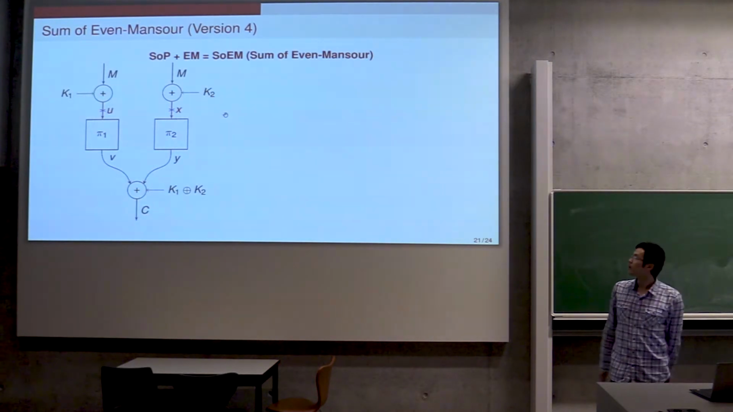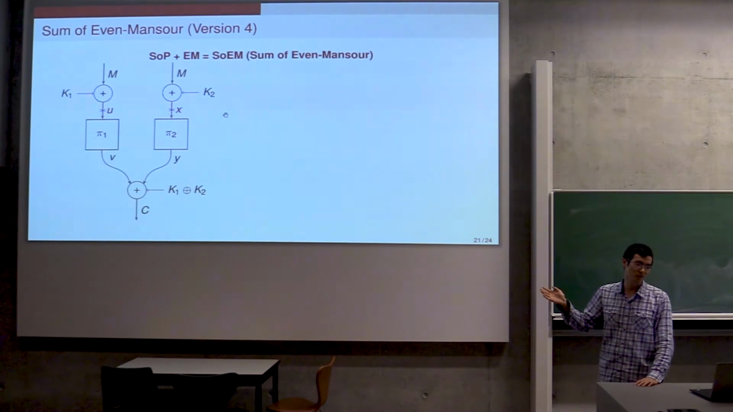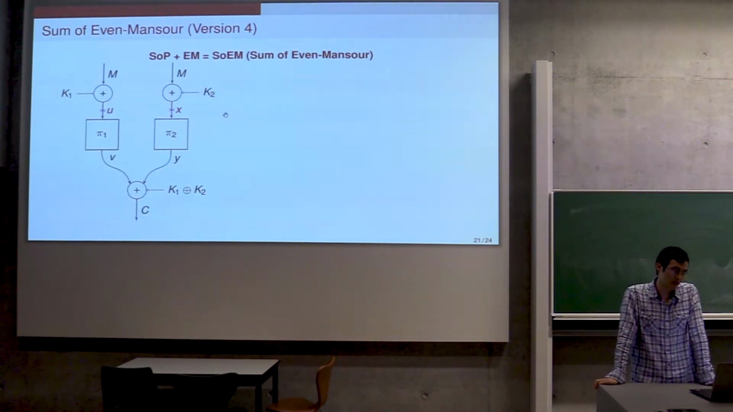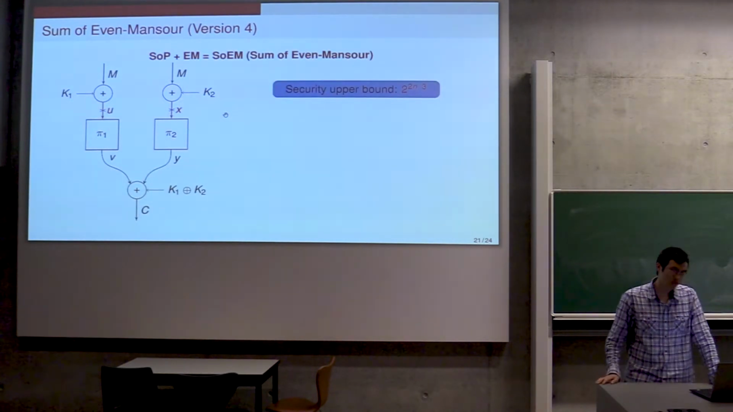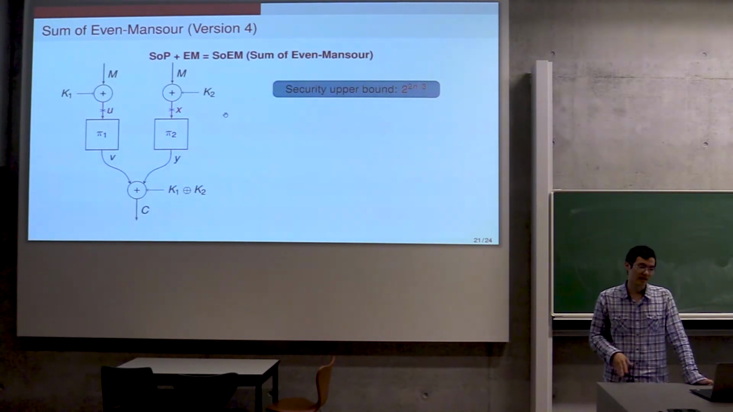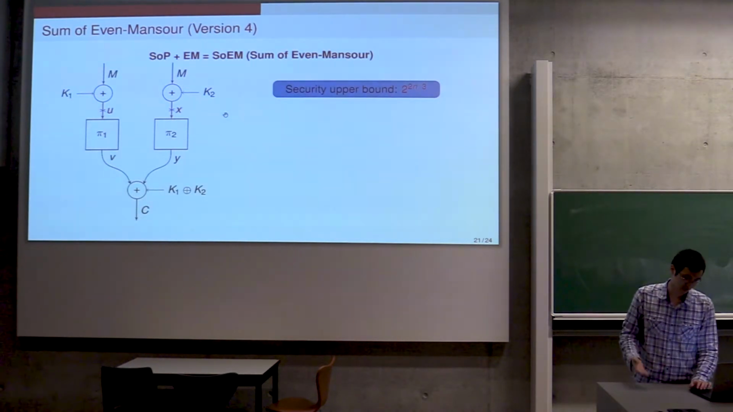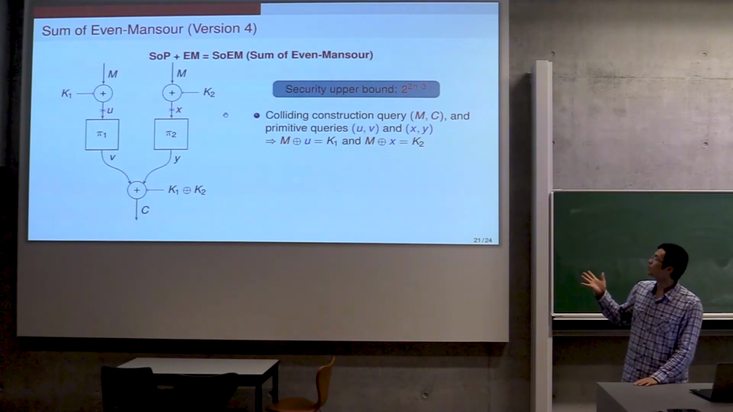And now the last construction, which is actually the most important construction of this paper: the sum construction using two independent permutations and two independent keys, K1 and K2. This construction achieves 2n/3-bit security. And we also provide an attack to show the tightness of this security bound. And the idea is very simple.